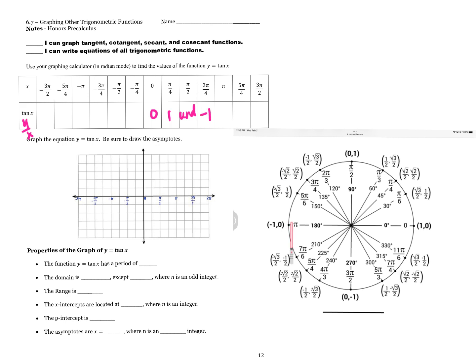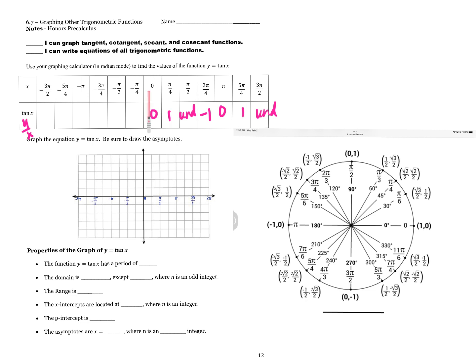How about at pi? Y over x. 0. 5 pi over 4. Negative over a negative. Positive 1. 3 pi over 2. Undefined. -1 over 0 would be undefined.